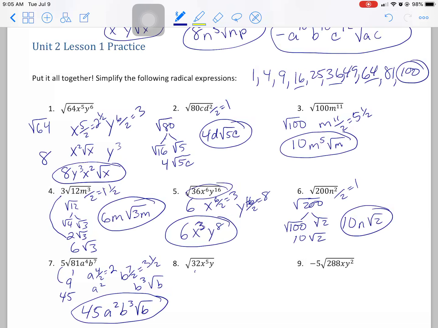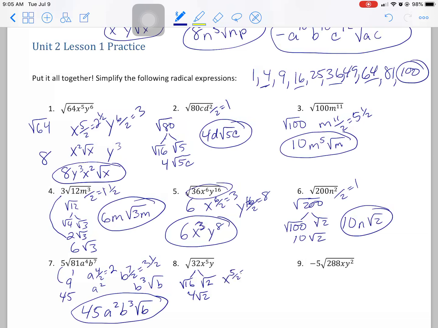All right, 32 is not a perfect square. It's not on the perfect square list. I know people know that 4 times 8 is 32, but 4 is not the largest perfect square in a 32. Turns out that 16 times 2 is 32, so that's 4 square root of 2. And only with practice will you get better at that, okay?